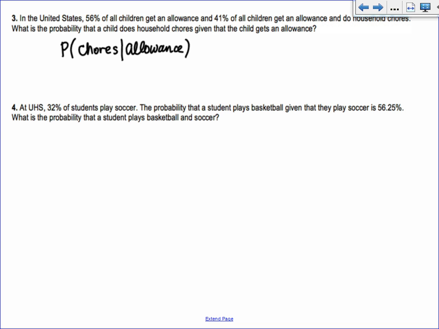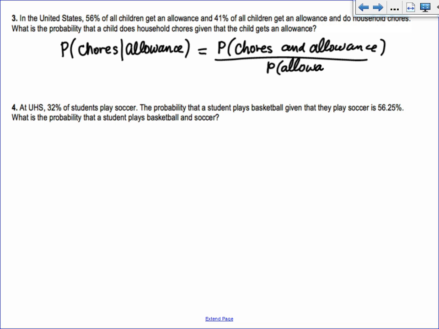Okay, and if you think about it, it kind of makes sense. If you know that someone gets an allowance, they're probably doing something to earn that allowance, right? They're probably doing chores. So they're probably more likely to do chores. Okay, so it's going to be the probability of chores and allowance divided by the probability of getting an allowance. So the probability of chores and allowance is 0.41. The probability of allowance is 0.56. So when you divide it out, you get 41 over 56, or if you did the decimal, it's 0.732.